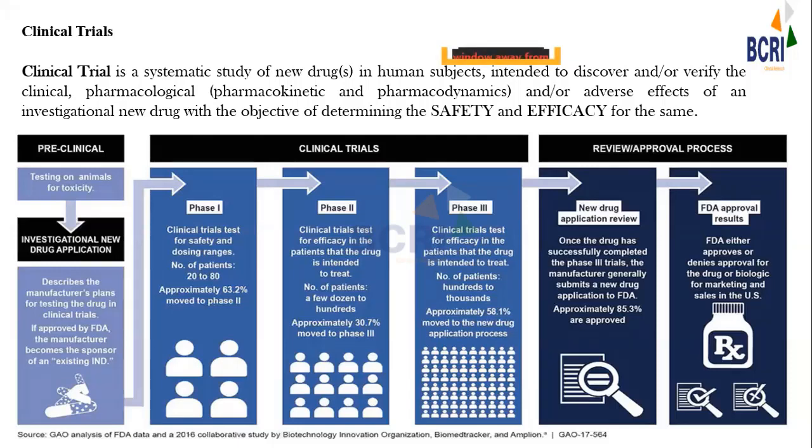Now coming back to the phases: phase 1, phase 2, and phase 3. Phase 1 mostly deals with healthy volunteers, because for any experimentation to happen, we require a baseline, right? The normal value which a healthy person will display, we will require that.